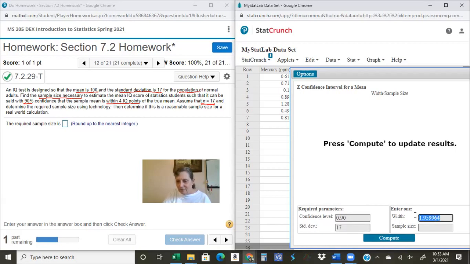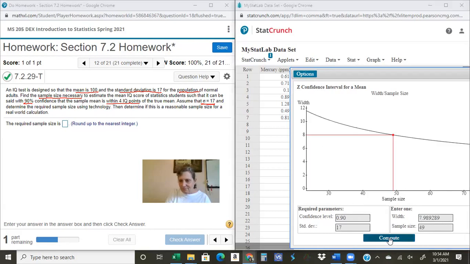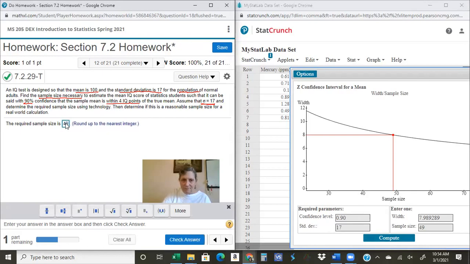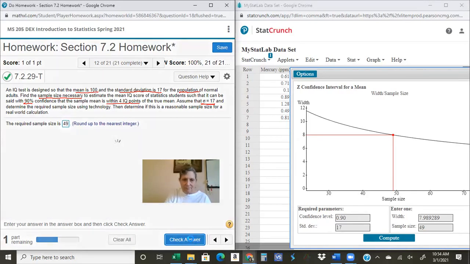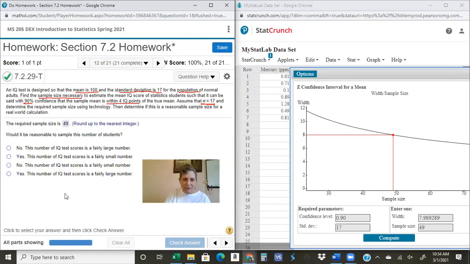Now the width, if we want to make sure that we are within 4 IQ points, that means 4 above or 4 below. So the actual width is going to be 8. Just hit compute. Sample size is 49. Well done. Would it be reasonable to sample this number? Sure. We can come up with 49.